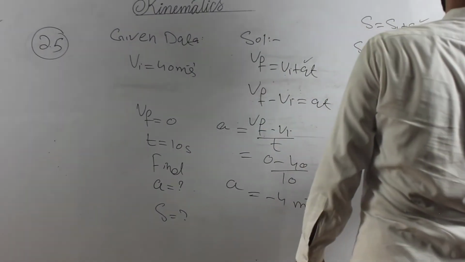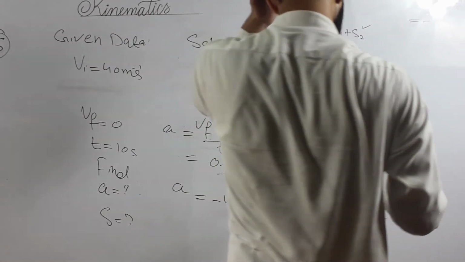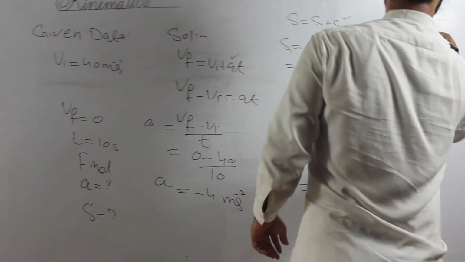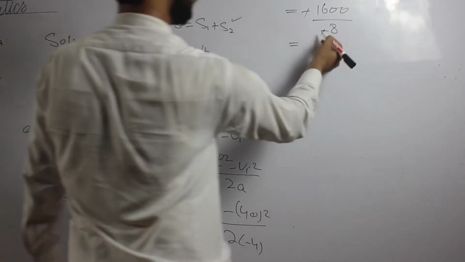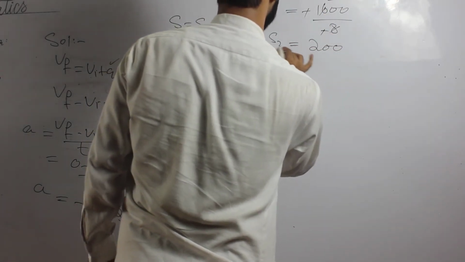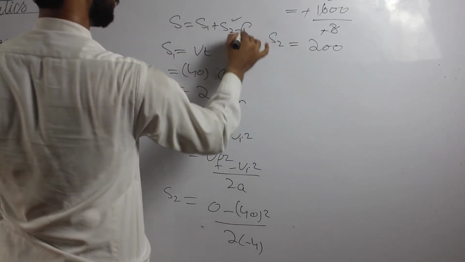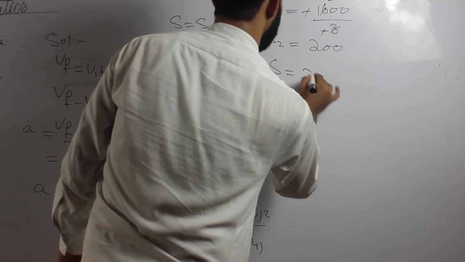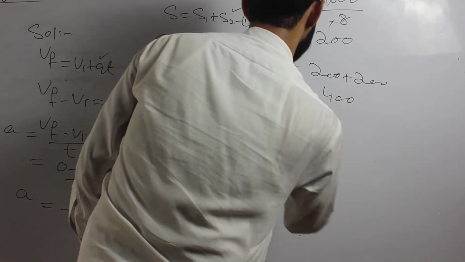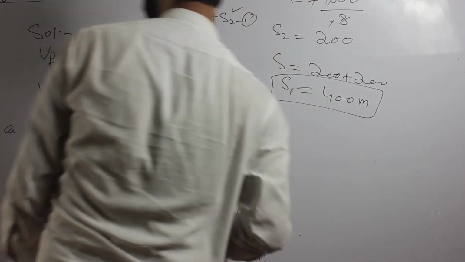So we will get minus 40 square, 1600, and minus 8. Minus divided by minus is plus, and 8 into 16 we will get 200. So here we find S1 and S2. Now put these two in equation number 1. So S is equal to S1, which is 200, plus S2, which is 200. So 200 plus 200 we will get 400 meters. So that is our numerical number 2.